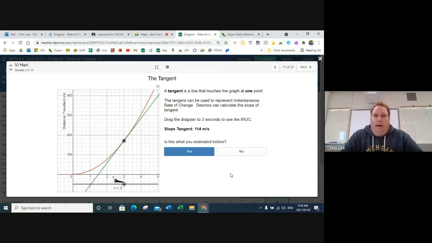And so if you've dragged the dragster to the exact 3-second mark, Desmos will tell you the slope of the tangent is 114, which is what many people guessed. And we saw that it was getting really close to 114. We got it down to 114.19, I think. But if we kept shrinking the secants down to one spot, if we could calculate it, it would tell us the answer is 114, which is what many of you had before.